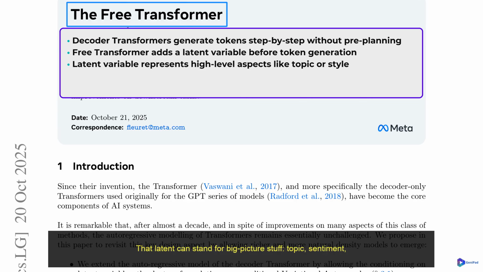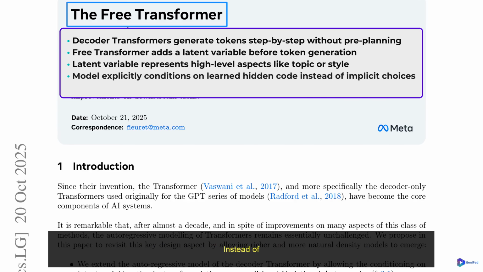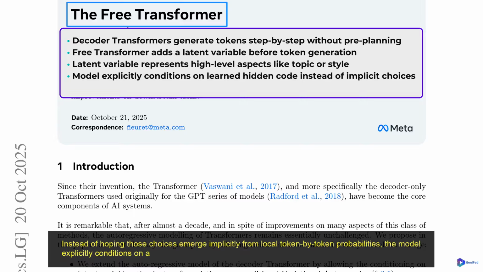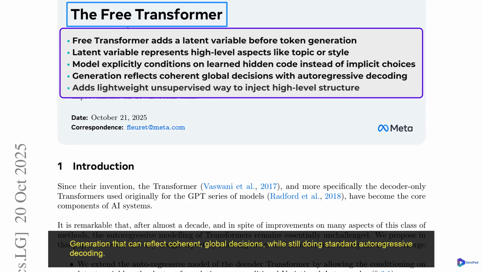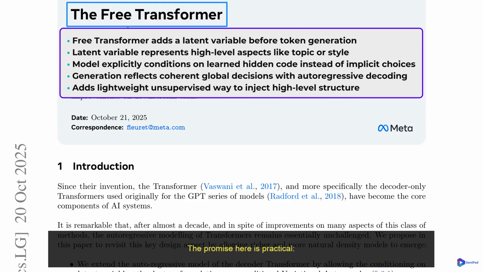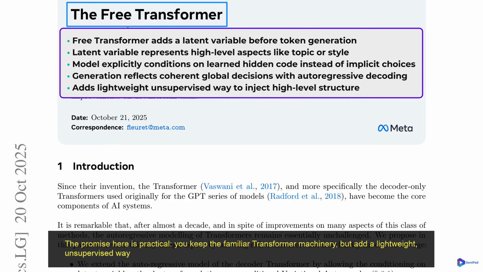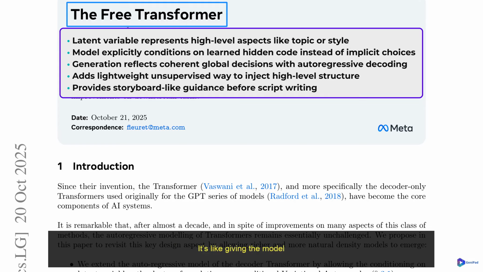Topic, sentiment, style, strategy. Instead of hoping those choices emerge implicitly from local token-by-token probabilities, the model explicitly conditions on a learned, hidden code. The result? Generation that can reflect coherent, global decisions while still doing standard autoregressive decoding. The promise here is practical. You keep the familiar transformer machinery, but add a lightweight, unsupervised way to inject high-level structure into the process. It's like giving the model a storyboard before it writes the script.